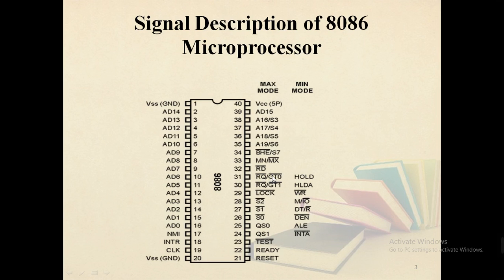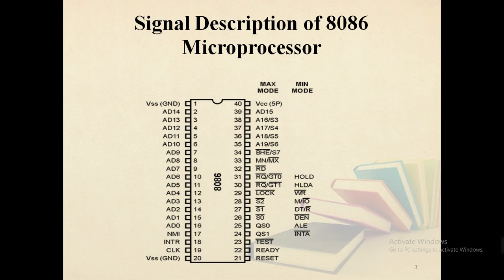Some pins are applicable only in maximum mode and some pins are applicable only in minimum mode. The maximum mode pins are RQ bar/GT0 bar, RQ bar/GT1 bar, LOCK bar, S2 bar, S1 bar, S0 bar, QS0, QS1. These pins are applicable only in maximum mode, and the minimum mode pins are HOLD, HLDA, WR bar, M/IO bar, DT/R bar, DEN bar, ALE, INTA bar. These pins are applicable only in minimum mode, and the remaining pins are applicable for both minimum mode as well as maximum mode.